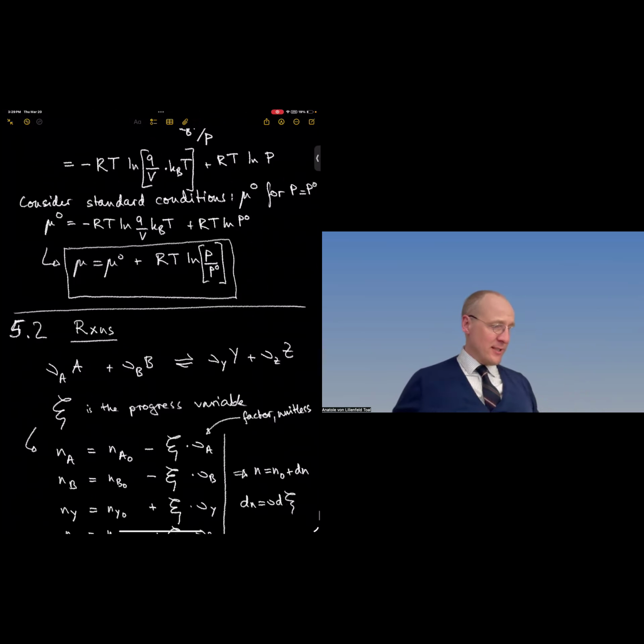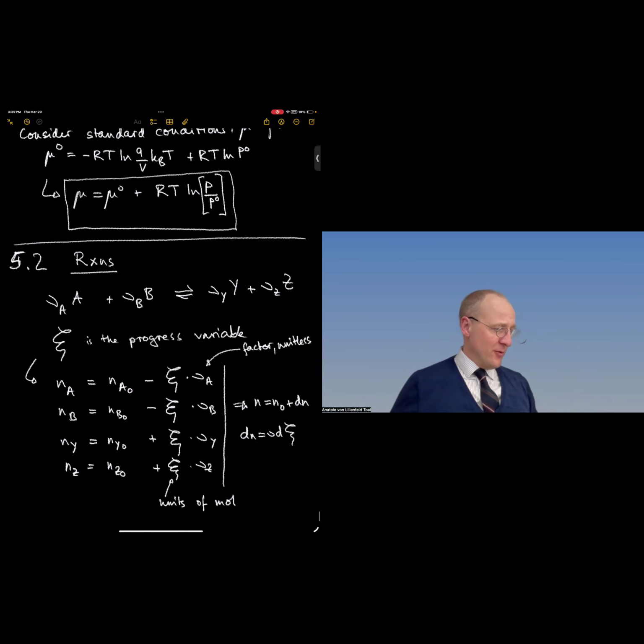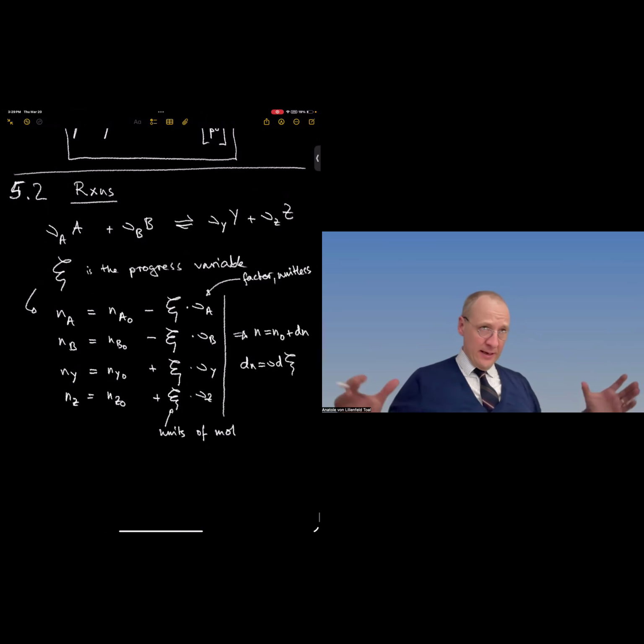And so your psi represents the progress internally in such a reaction. It collects all the variations in the particle numbers of the various components in your reaction. And these components are weighted differently according to their stoichiometric factor.